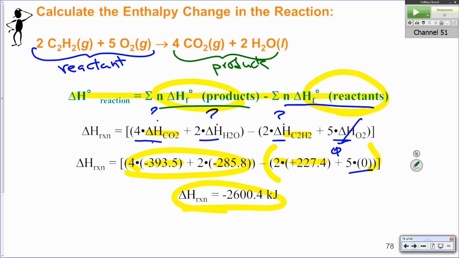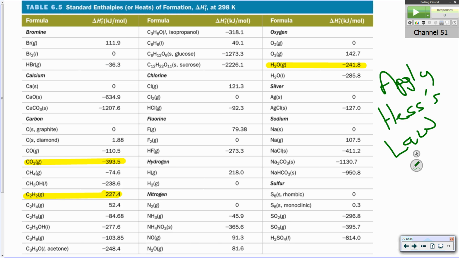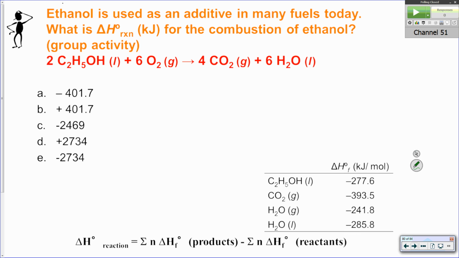All right, so let's see what we got next. So, look at that. Surprise. It's a group. Talk about it. Use Hess's law. You've got all the enthalpies that you need in this little table. Products minus reactants. Should be simple.